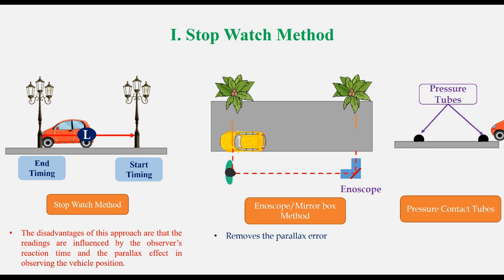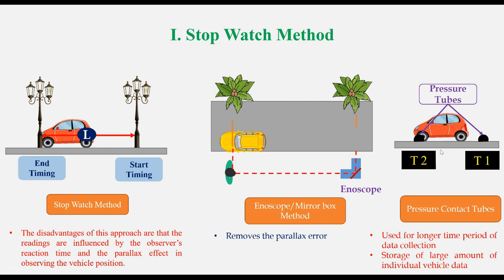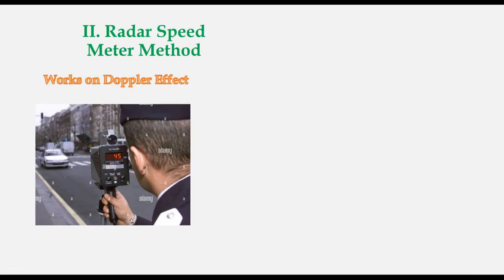The third method is pressure contact tubes, where these contact tubes or pressure tubes are inserted into the pavement, and the time taken by a vehicle to pass over these two tubes will be recorded. This is used for a longer period of data collection, and storage of a large amount of individual vehicle data can be made easily through computers.